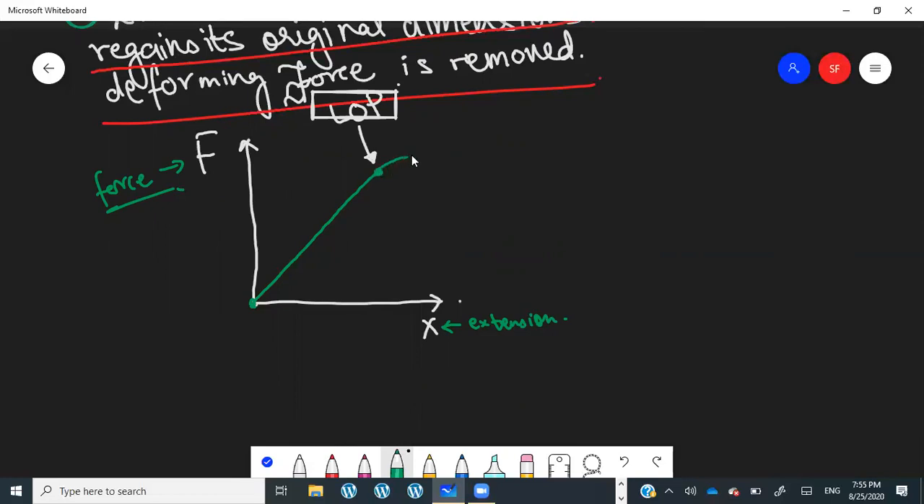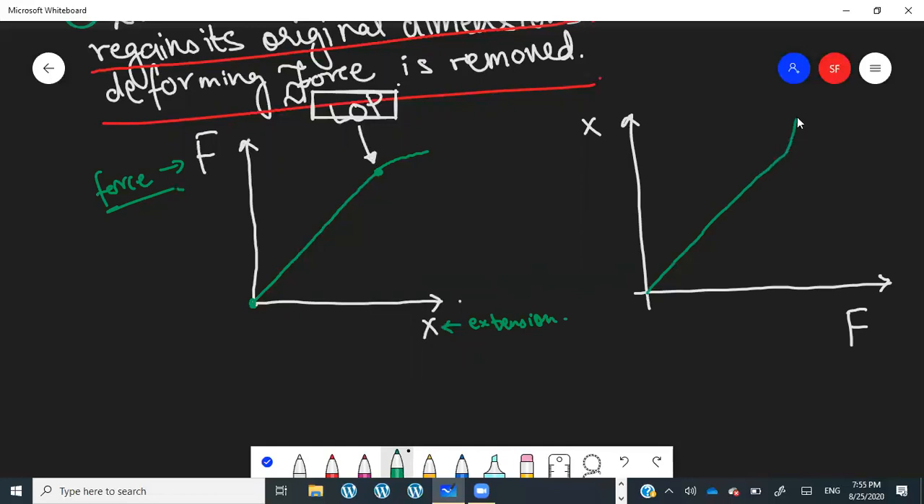Okay, but what if I had switched the axes? What if this was extension against force? Then what would you do? It will go upwards. Yeah, it will always become parallel to the extension axis. Okay, this is the key point. Do not forget this.